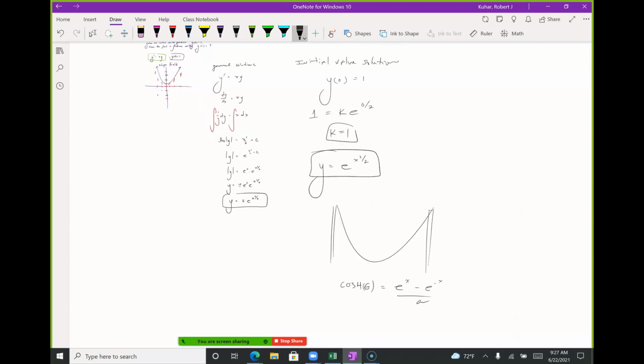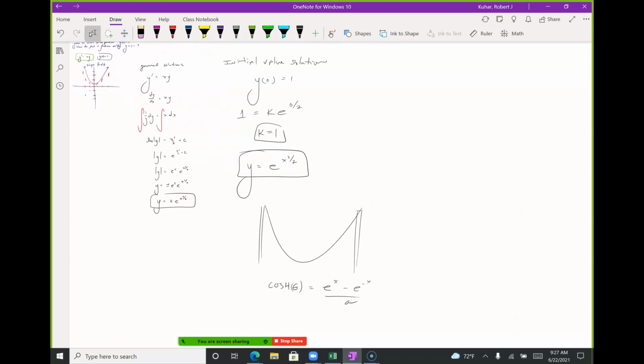But you'll do all of that in the Calc 3 class. I'm sorry, in the DiffEqs class. So we did everything from yesterday. We looked at the slope field. We found a general solution and an initial value problem solution to a separable equation.